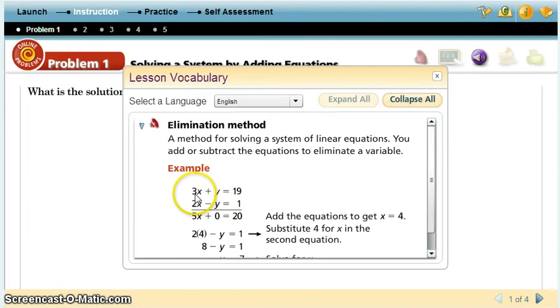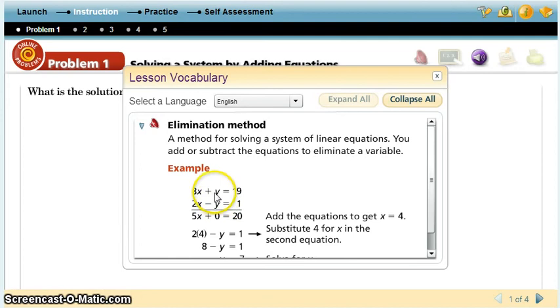So if you see this x has a 3 and this x has a 2, adding and subtracting will not eliminate that x. If I add 3 and 2, I get 5x, which increases the amount of x's I have. And if I subtract these, 3x minus 2x, I would get 1x. So I'm still left with that x value. So the y's here are the ones that we are eliminating.